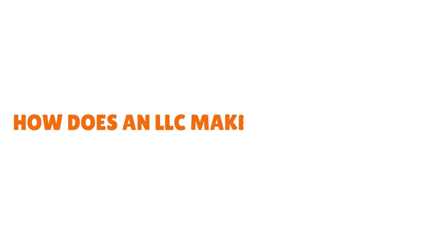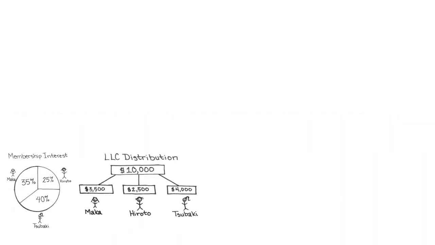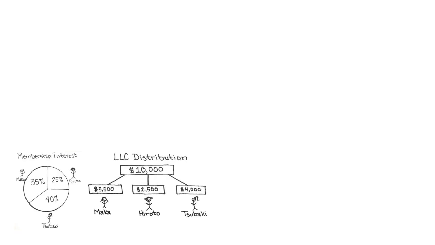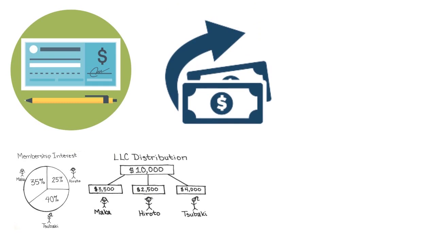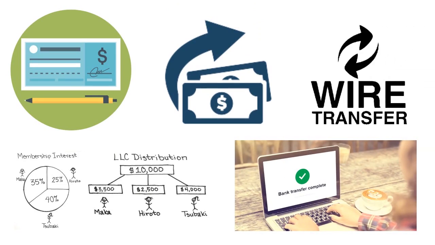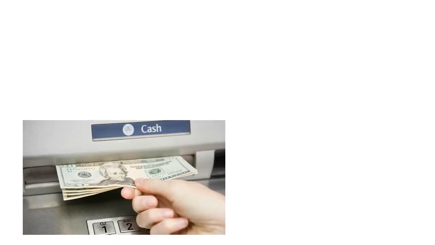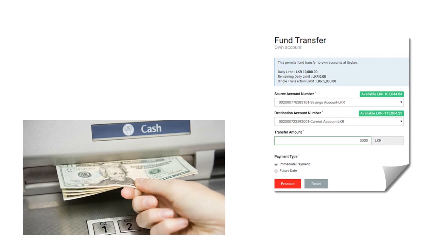So how does an LLC make distributions? Well, you can make an LLC distribution in several ways. For instance, via check, internal transfer, electronic funds transfer (EFT), wire transfers, including SWIFT, cash withdrawals, including ATM, or a transfer from an online account like PayPal, Venmo, Stripe, Zelle. So you have a large variety of payment transfers here. The most common methods are writing checks and bank transfers.